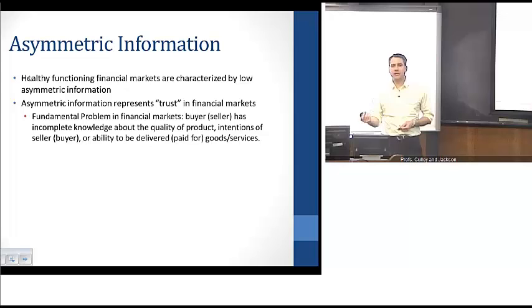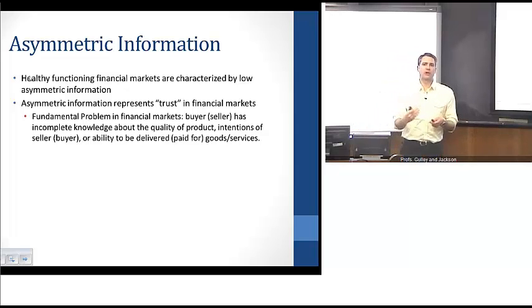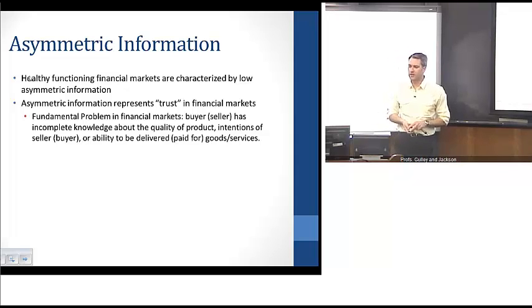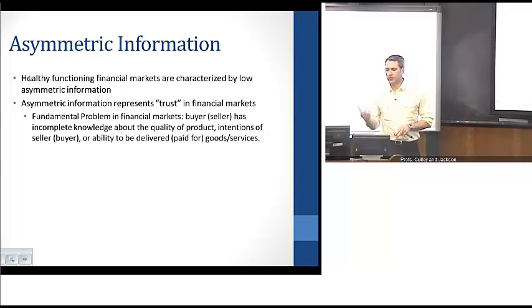Ultimately, the idea of asymmetric information is such that parties to a particular transaction don't have complete information about the intentions or motives of others. This is a fundamental problem in financial markets in the sense that you can have buyers that have incomplete knowledge about the quality of their products, the intentions of sellers, or the ability to be delivered the goods and services that they paid for. This is a big problem in financial markets, and there's a variety of ways in which financial market participants try to solve this.